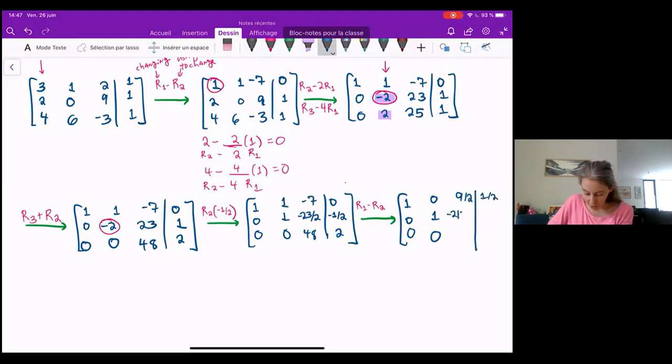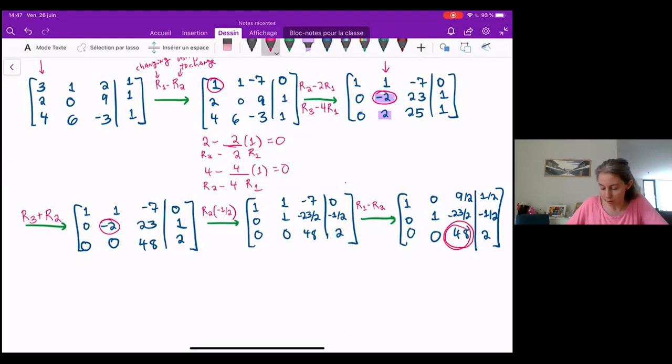And then that doesn't change. So we have a -23 over 2 there, and a -1/2 here. And then we still have that 48 and that 2. Well, at this point, we now are in our last column. The only value we can pick as our pivot is 48.